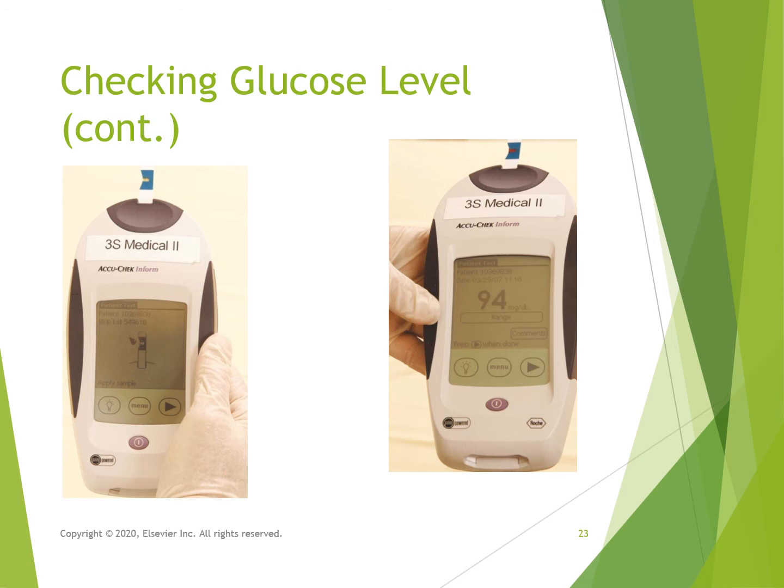Checking glucose level. When the blood is on there, it should show a little drop of blood, and then it will read it. A lancet is used for pricking the skin, a drop of blood is applied to a reagent strip, the reagent strip is placed in the glucose monitor, and the result is displayed on the monitor.